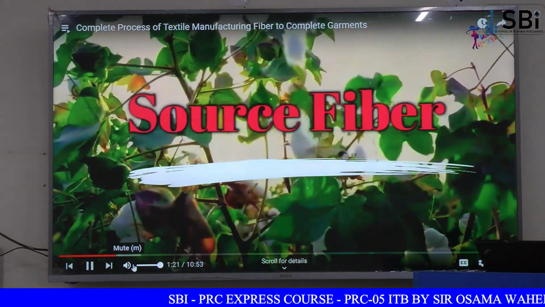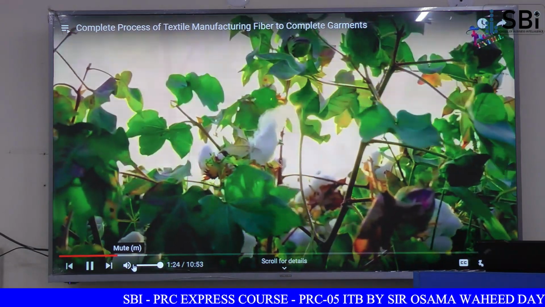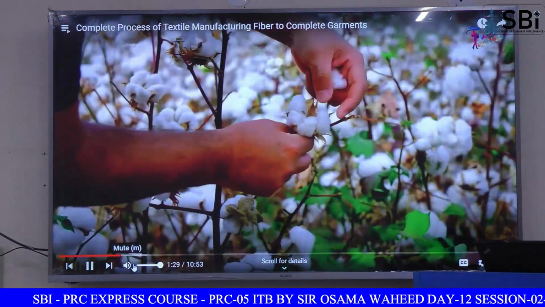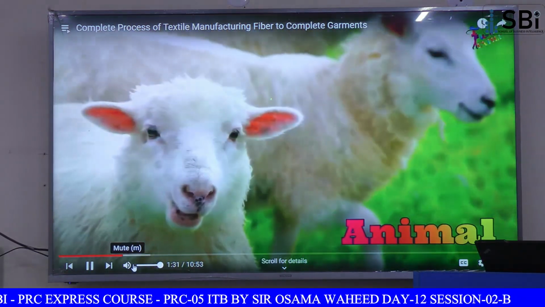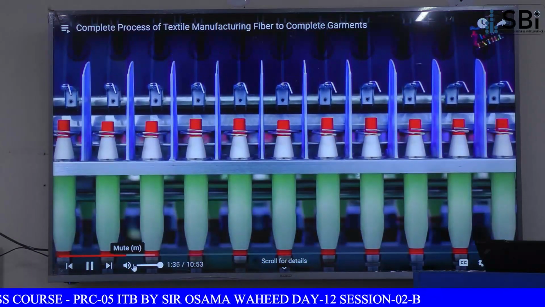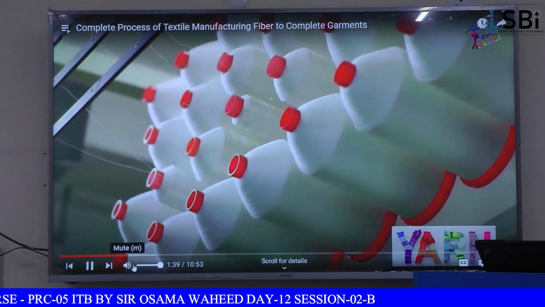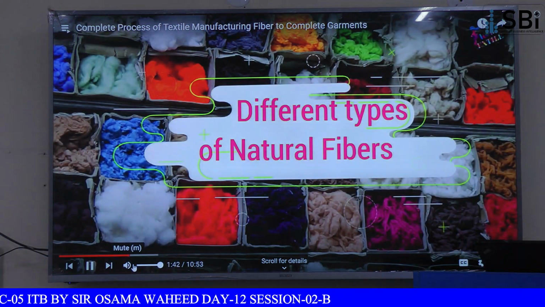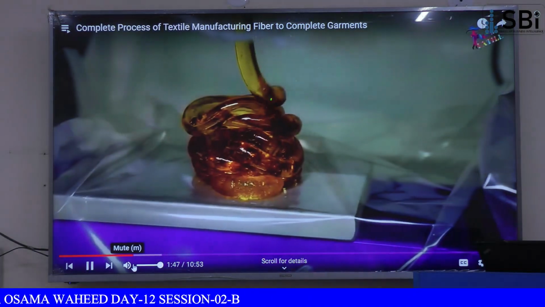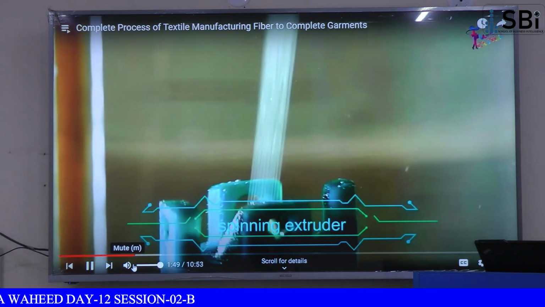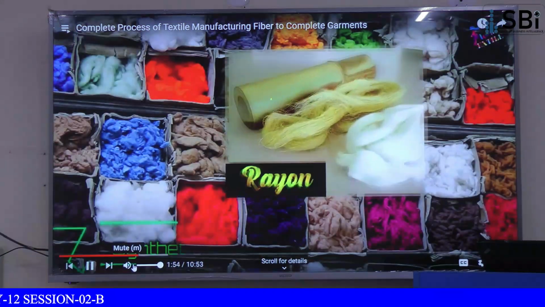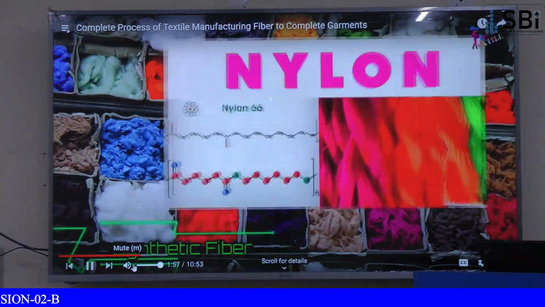Source fiber. The process of textile manufacturing begins with the cultivation of natural fibers. Fibers are also extracted from plant, animal, or mineral sources and processed into a continuous strand called yarn. The different types of fibers include wool, silk, cotton. But today, man-made or synthetic fibers are also used in textile manufacturing, such as rayon, polyester, nylon.